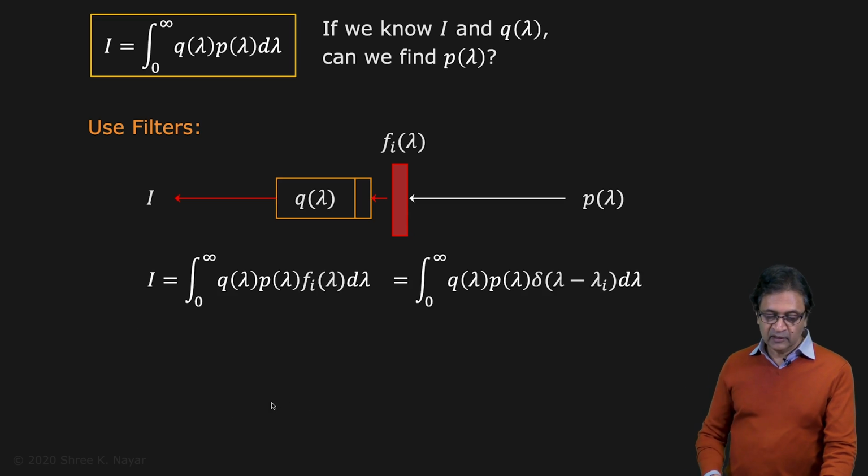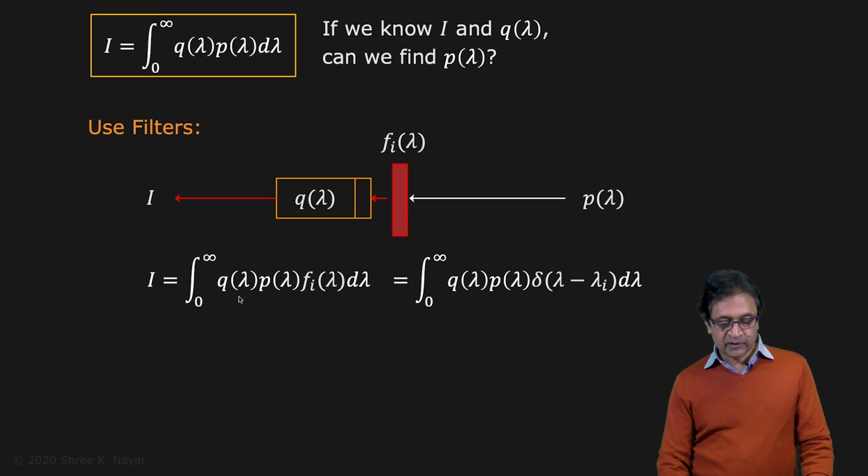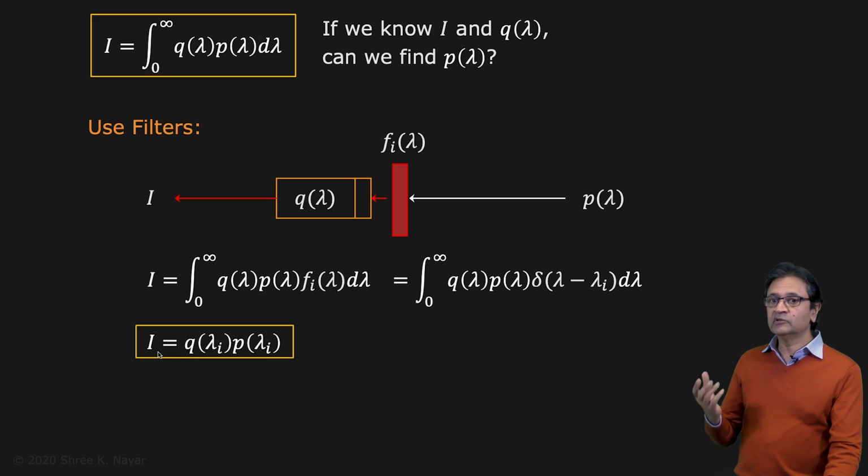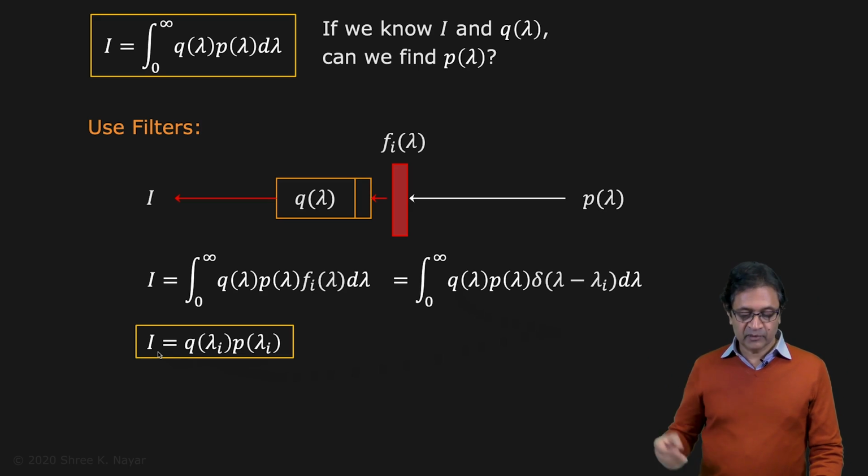So now what do you get? You get I equal to the integral of Q lambda, P lambda, Fi lambda, d lambda. And we know that Fi lambda is delta of lambda minus lambda i. What this gives you is the value of Q lambda, P lambda at lambda i. This is called the sifting property of a delta function. It basically picks out the value of the rest of the function wherever it's centered. So you get Q lambda i, P lambda i is equal to I. So you're able to read out the value of P lambda at lambda i.